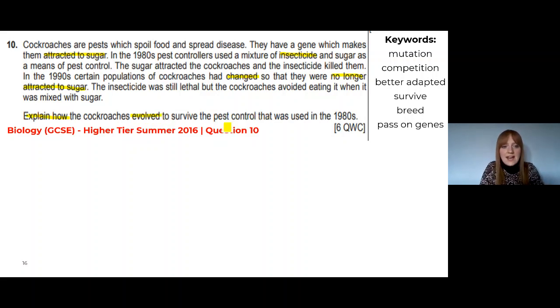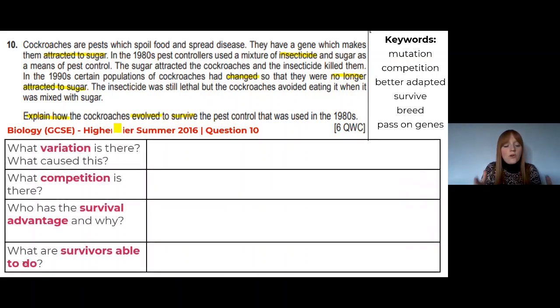Okay, so we're looking at how they survived. So we have to think about natural selection. If they talk about evolution, evolution is through natural selection. So this is a natural selection question. And here are my 4 questions I want you to think about. Every question we're going to do today is going to be based on these 4 questions.